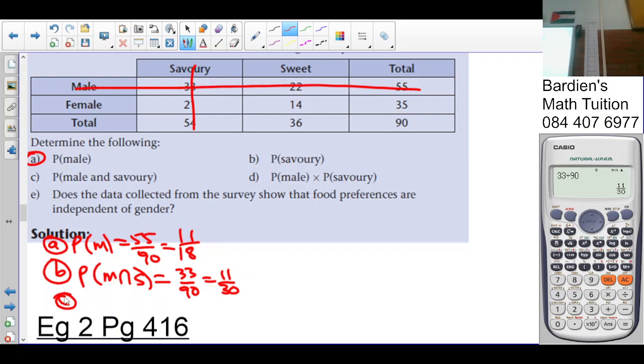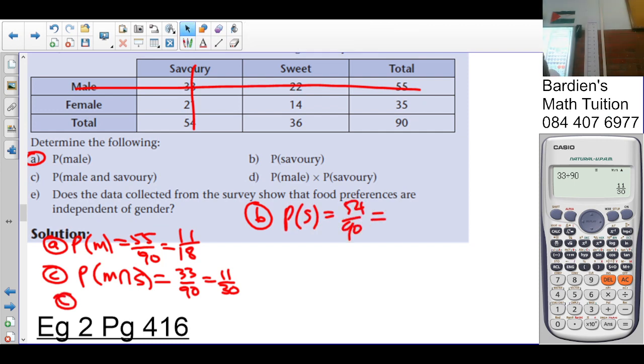So this was actually C's answer. The probability of savory. Probability of savory is 54 over 90. So 54 over 90 is 3 over 5. You all okay with that?